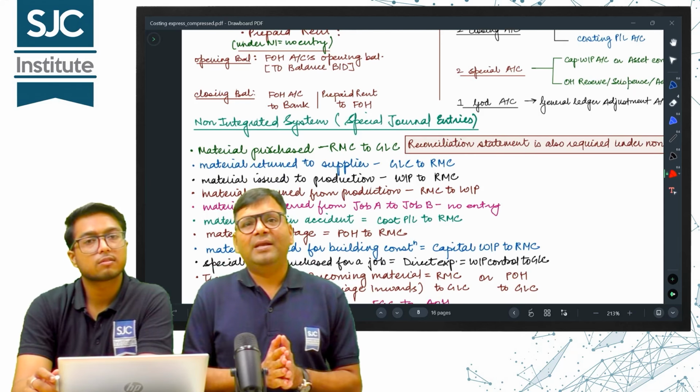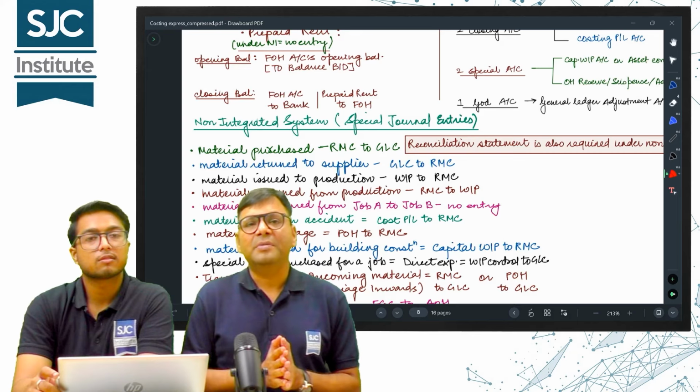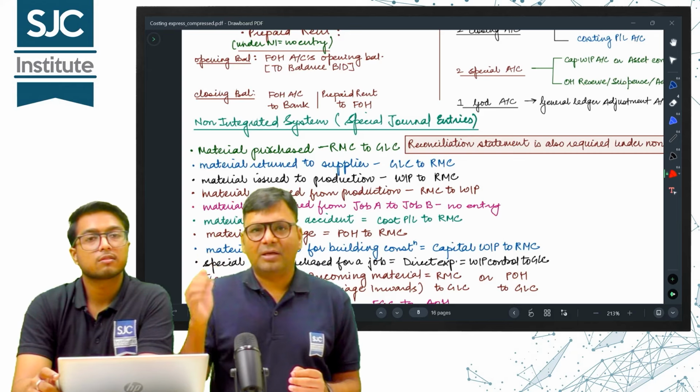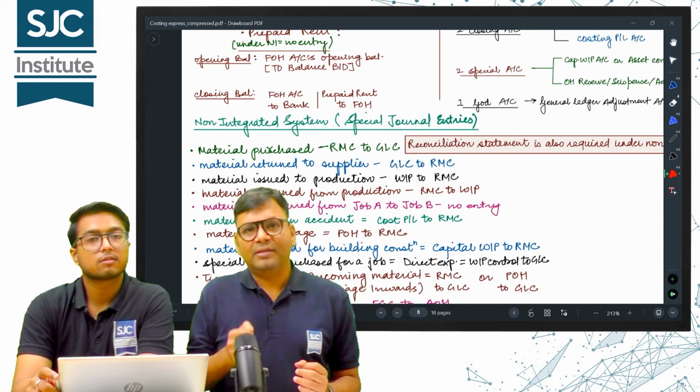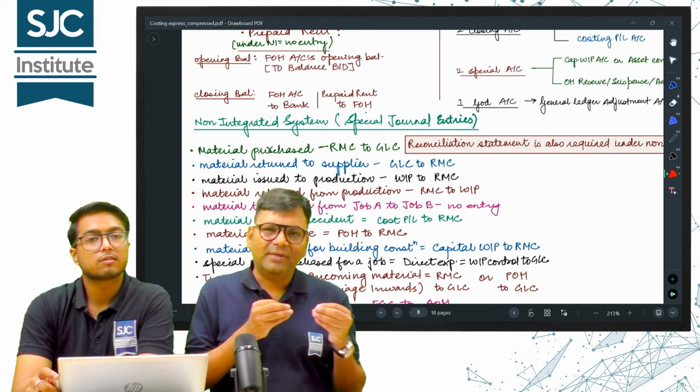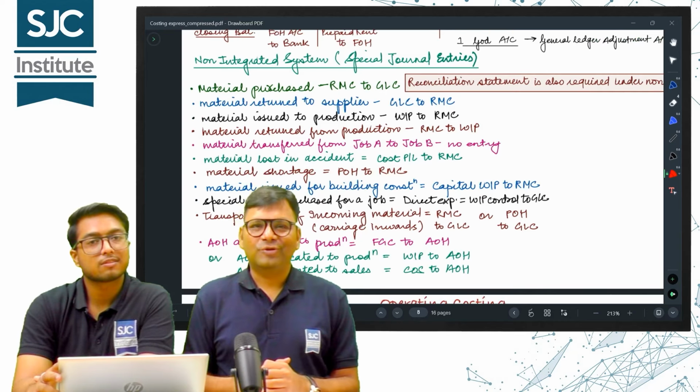Sometimes GLC opening balance is not given to you in the question. Then how will you determine that? You will add up the balances of all other accounts opening balance. If all those are net debit, then the total amount will be coming in the GLC account as net credit balance. So this concludes your control accounts.